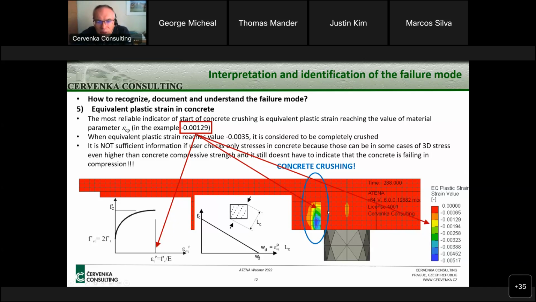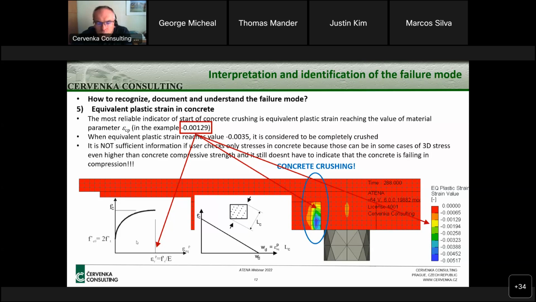The only, or the best, way to really understand whether the concrete has reached its limit is to look at this equivalent plastic strain. This is one quantity that can be shown in ATENA, for instance in the contour areas. And what is this plastic strain? It tells you how much plasticity or how much yielding has occurred in the various areas.